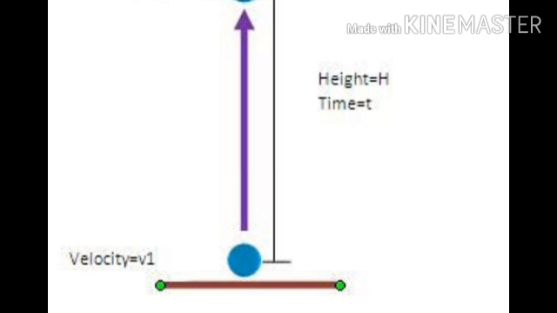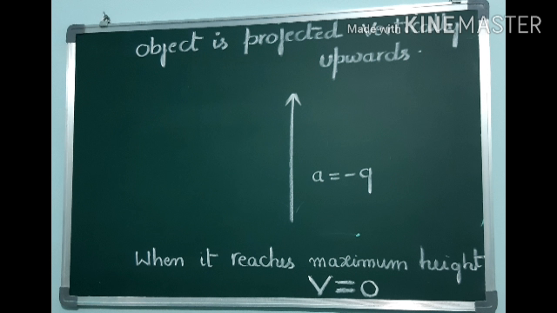And when an object is going vertically upwards and reaches maximum height, then the final velocity is 0 and a will be taken negative. Why will a be taken negative? For the upward motion of the object, the acceleration due to gravity of the earth is downwards. The object is moving upwards and earth's gravity is downwards. So a equal to minus g.